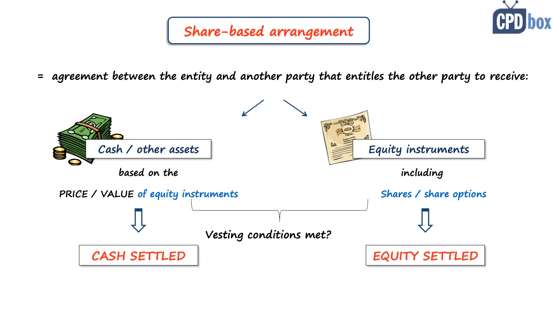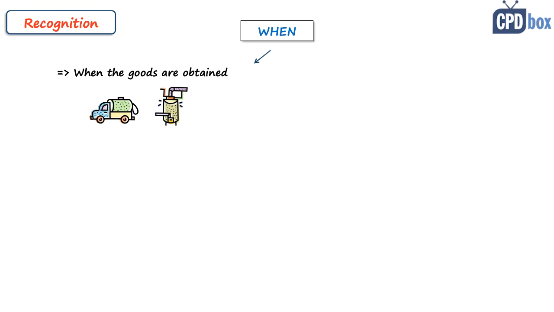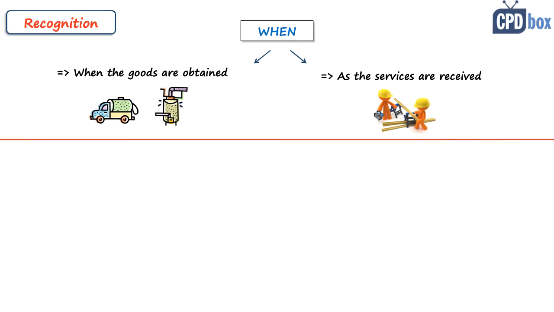Now let's take a look at how we shall recognize the share-based payment transactions. The first question is when to recognize a share-based payment transaction. An entity shall recognize goods received when they are delivered or obtained by the entity, or if it relates to services, then the recognition occurs as the services are provided. Another question is how to recognize a transaction. That depends on the type.